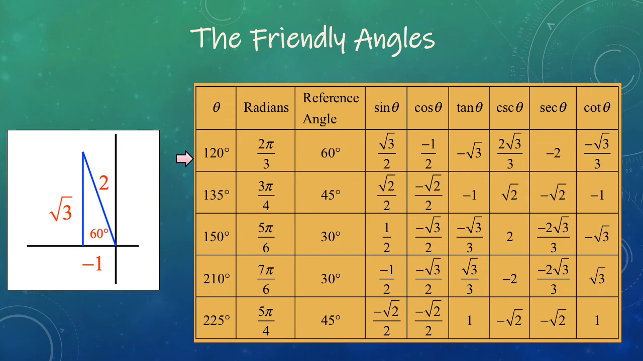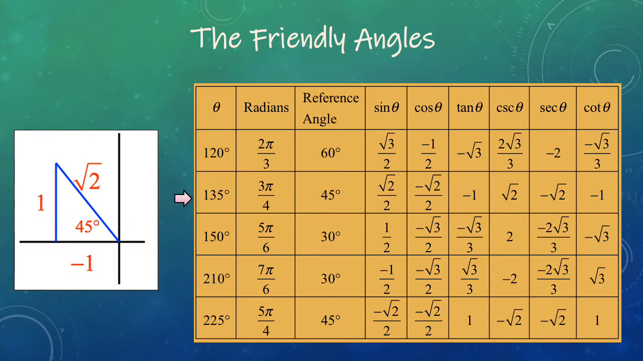Opposite the 30 is 1, but remember that the x is negative. The side opposite the 60 degrees is the square root of 3, and the hypotenuse is 2. Therefore, sine theta is square root of 3 over 2. Cosine of 120 degrees is negative 1/2. Tangent of 120 degrees is negative square root of 3. And the cosecant function, secant function, and cotangent function of 120 degrees is simply the reciprocal of the sine function, cosine function, and tangent function, respectively.